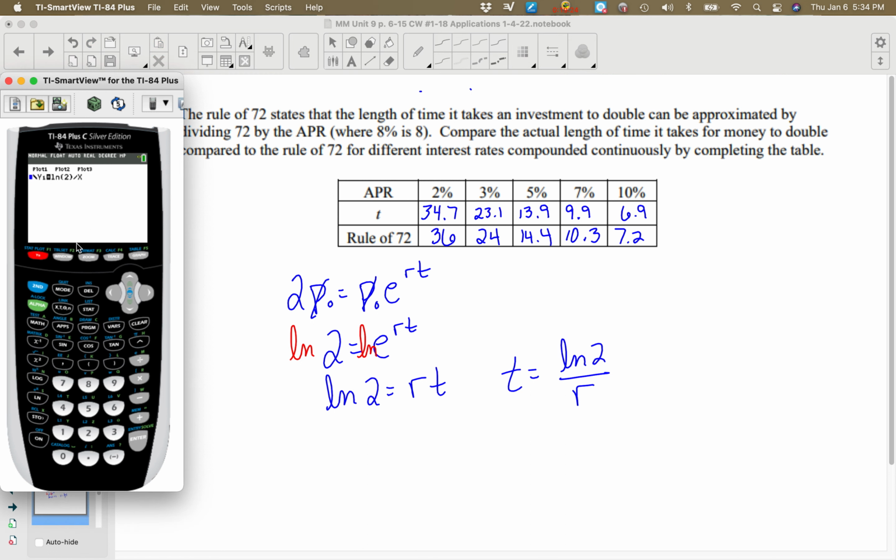So I went ahead and typed this into Y1 and then made sure I was set up to ask for auto and then filled in these values and filled in my chart. So then you can kind of see they're not exact, so that rule of 72 is an estimate. Of course, once you know this formula, it's pretty easy to find the doubling time for any rate. So here you have a nice formula for that.